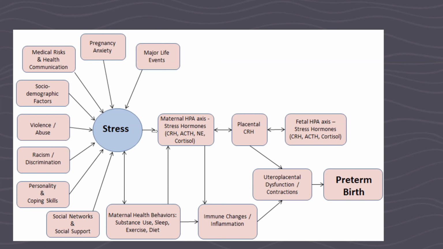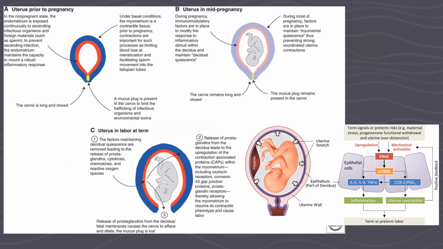You know about the stress response, that increases CRH, but it also increases that prostaglandin and some of the inflammation associated with stimulating uterine contractions, right? It also increases the fetal HPA axis. And that can all lead to preterm birth. One more image, and this is all just kind of saying the same thing. So we'll skip down to here.